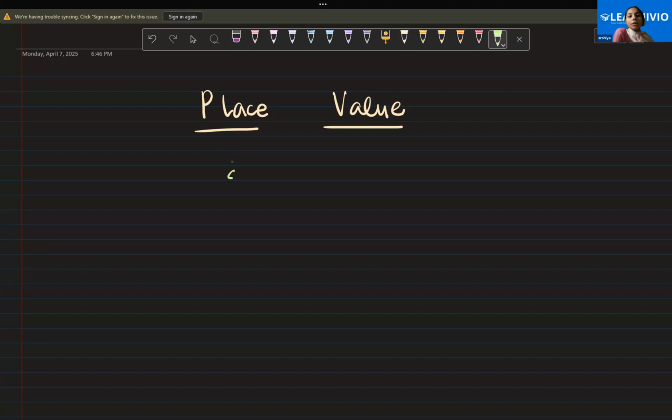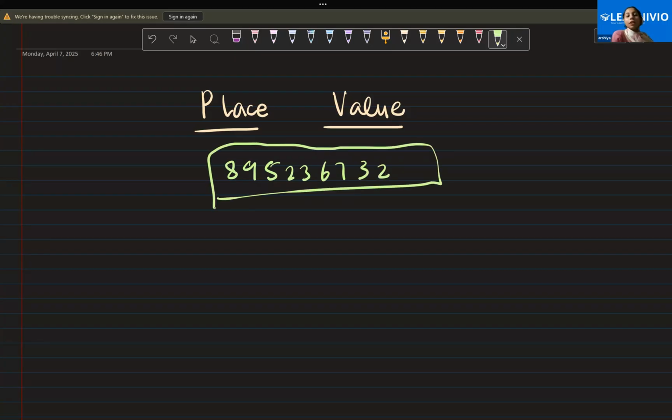Let's say I am writing a really big number. 8, 9, 5, 2, 3, 6, 7, 3, 2. So this is a really big number, right? And it will be really difficult for me to read this number. But in order to make it easier, we'll put some places on the numbers. If I start from the back, I know that this is ones, this is tens, this is hundreds. So these three places are in the ones period. Now this is a big number. Let's take a little smaller number.